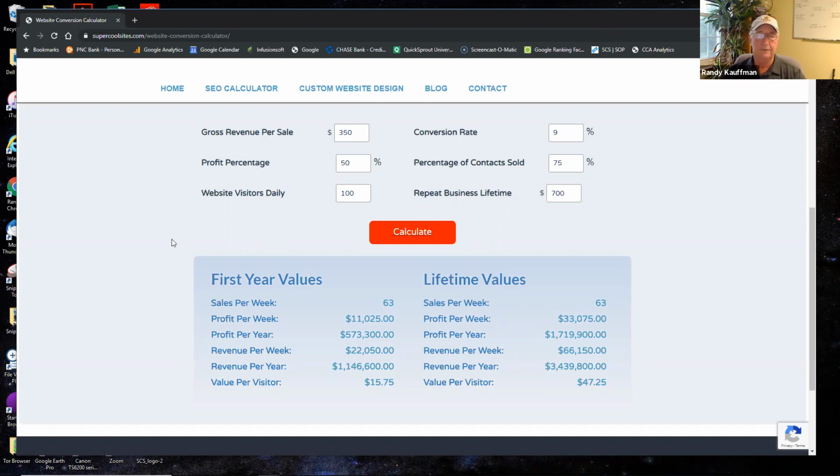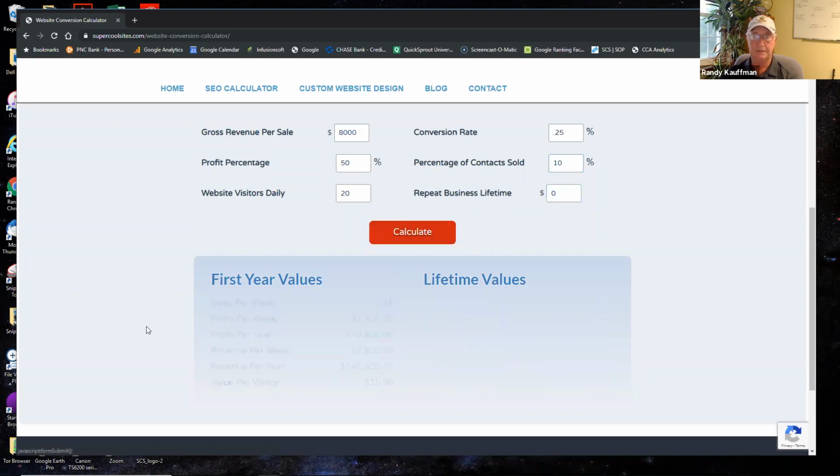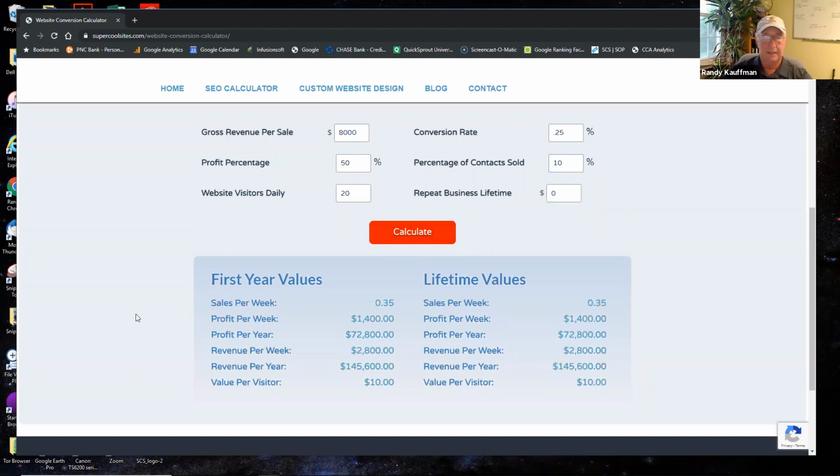Let's take, for example, let's say you're in real estate and your gross revenue per sale, I don't know, let's say $8,000. Profit percentage, let's stick with 50%. So you get 20 visitors a day to your website. You convert probably, let's say, 0.25%, and you sell, let's say, 10%. Repeat business, 0. Let's see what this does. And I would think this would be pretty realistic.